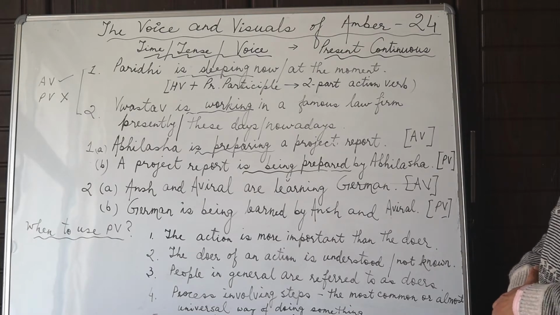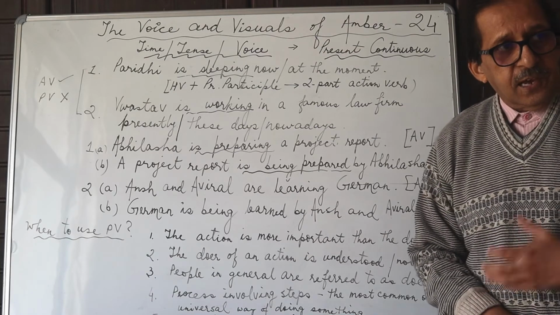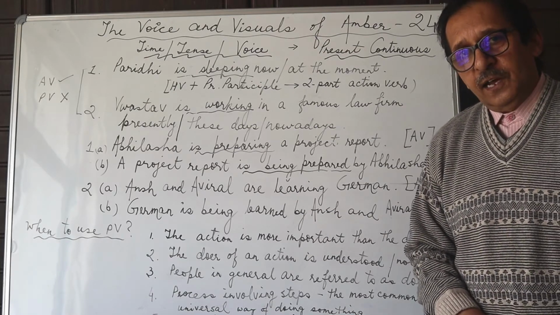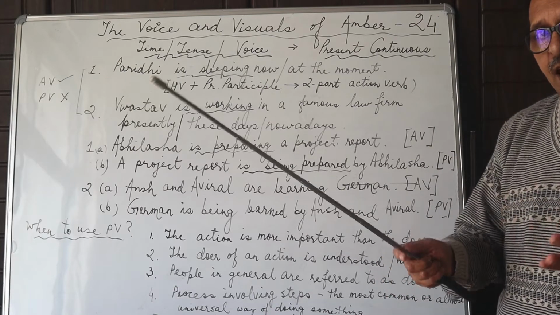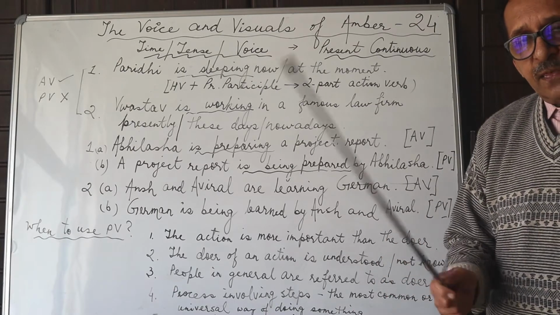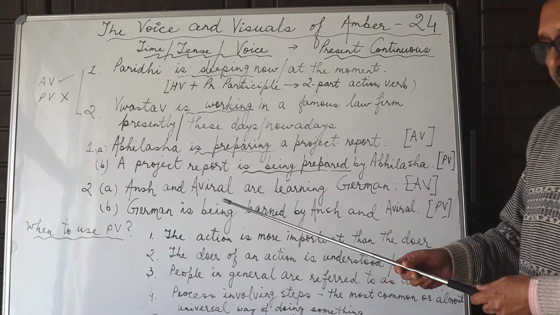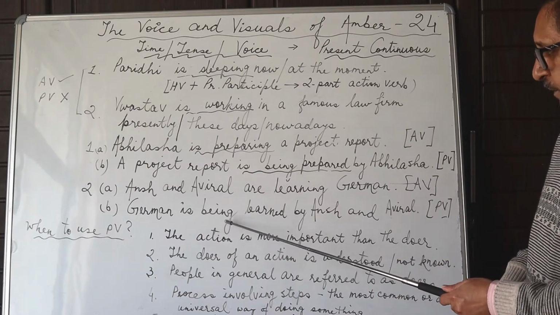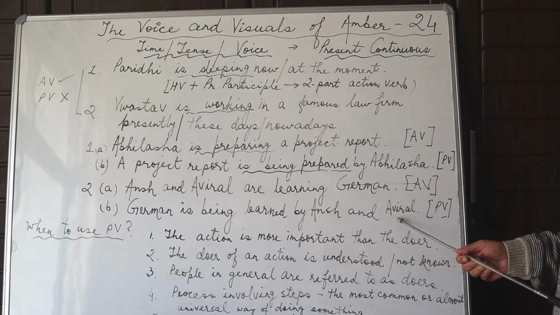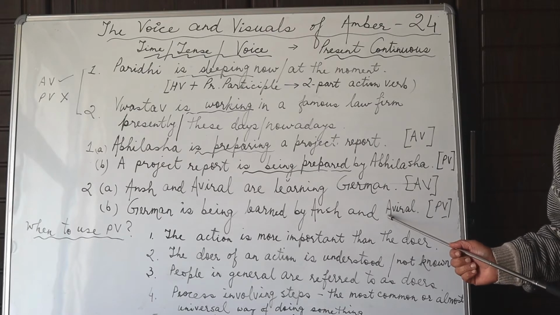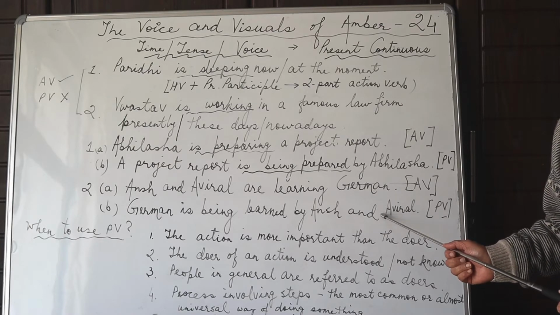Now let's look at this. Ansh and Aviral are learning German. So here the focus is on the doer, the subject, Ansh and Aviral. The doers therefore are the subject, Ansh and Aviral. But German is being learned by Ansh and Aviral. This can be an examination question, that's about all.